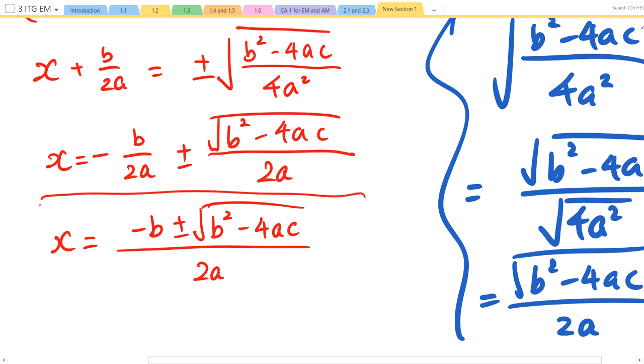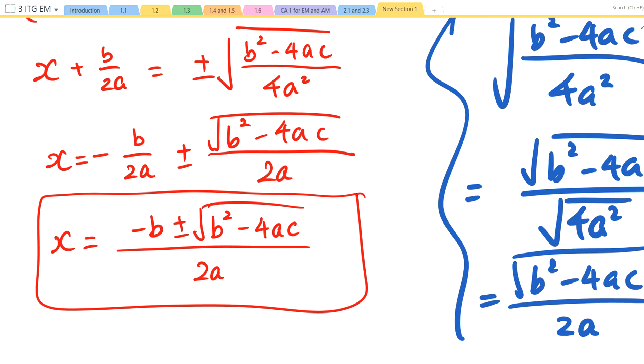Isn't this the formula that I asked you to memorize? So now do you know how it works? Where did this formula come from? From completing the square. So we are not going to simply memorize this and just apply it without knowing why. Now we know why we are doing this.